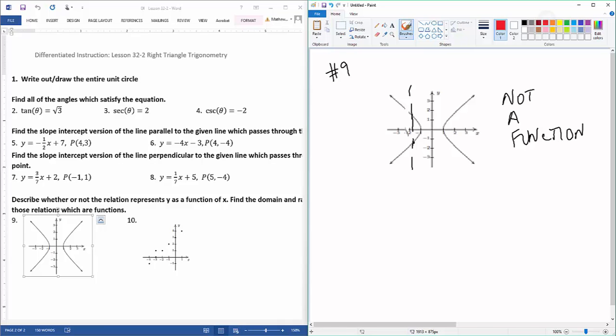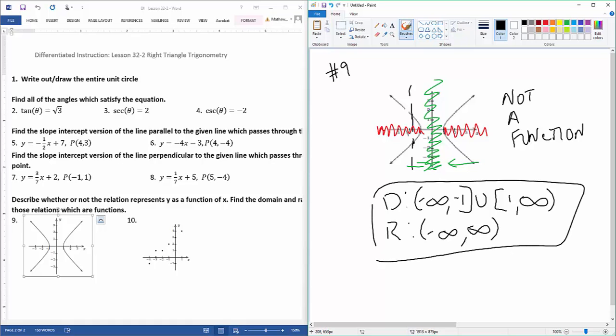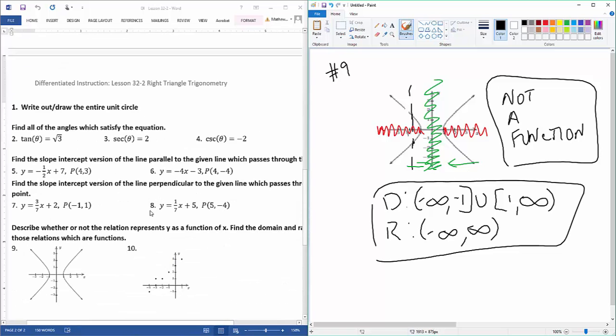But it's asking me to find the domain. So the domain, well, this gets smushed down here. So my domain is going to be from negative infinity to negative 1, union from positive 1 to positive infinity. Now my range, okay, this is all going to get smushed. And so my range is going to be from negative infinity to positive infinity. Let's see what else. Looks like that's it for our DI.